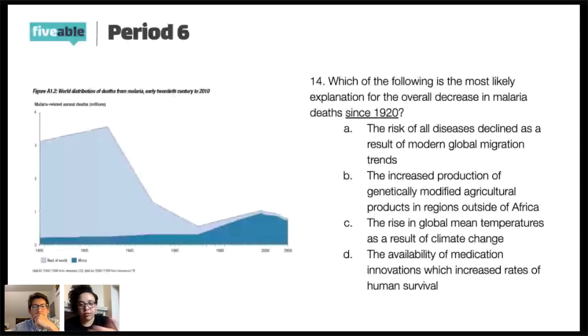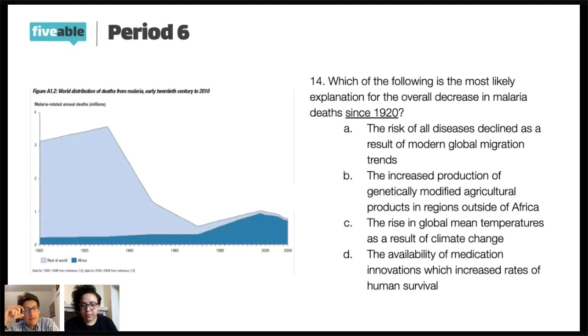Now I'm looking through the options: the risk of all these diseases declined as a result of migration trends. That wouldn't necessarily lead to less disease. Yeah, you actually see more migration, so you would expect disease to spread, like in the influenza epidemics. Increased production of genetically modified agricultural products. That's not going to explain the rest of the world.